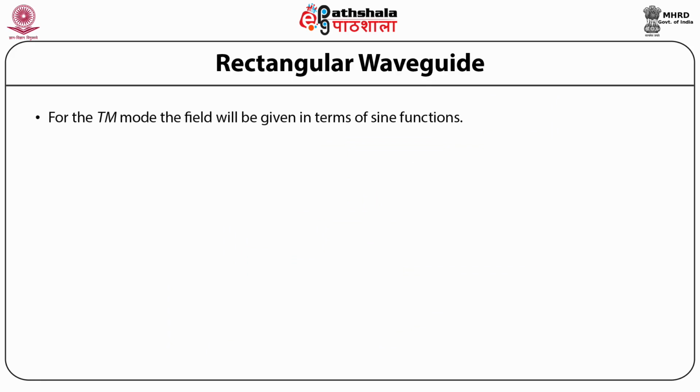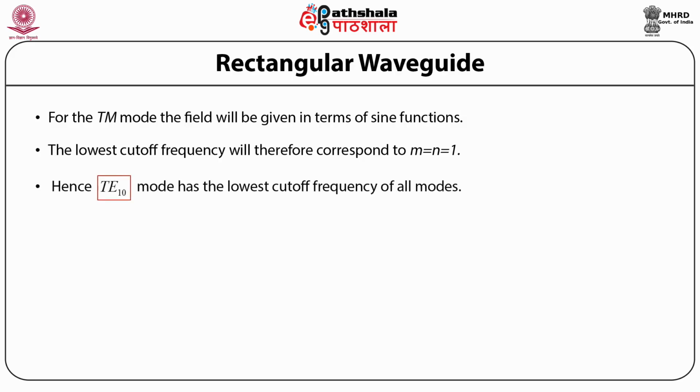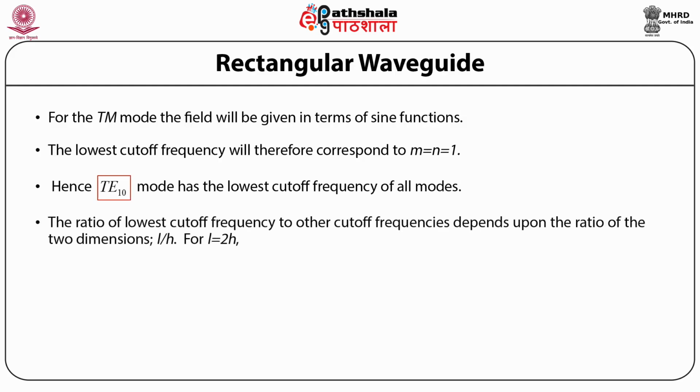For the transverse magnetic mode, the field will be given in terms of sine functions. And the lowest cutoff frequency in case of the transverse magnetic modes for a rectangular waveguide will correspond to m = n = 1, that is, the TM11 mode will be the mode permissible with the lowest cutoff frequency. Hence, we see that the TE10 mode has the lowest cutoff frequency amongst all modes permissible in rectangular waveguides. For the ratio of the lowest cutoff frequency with any other cutoff frequency, we have to consider the ratio of the dimensions L by h.